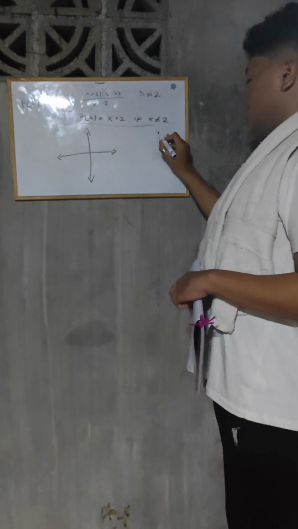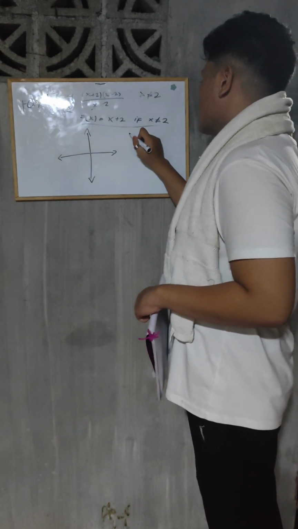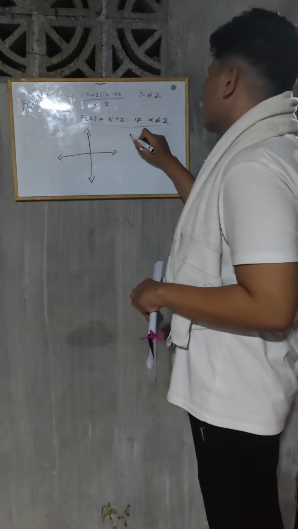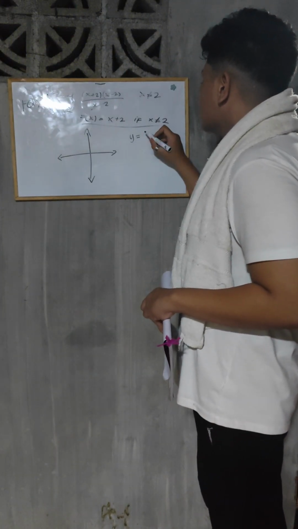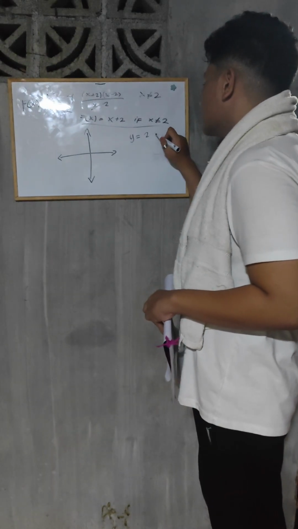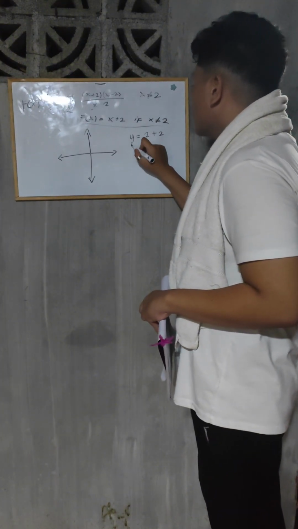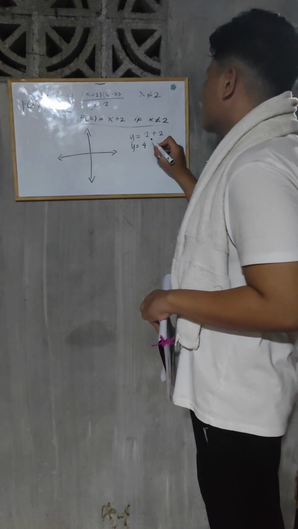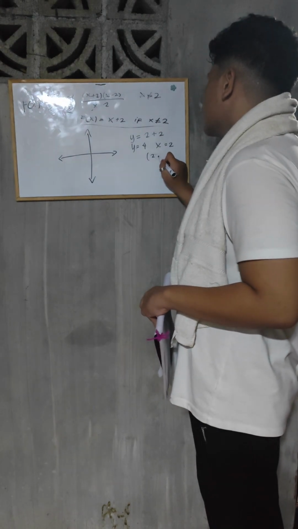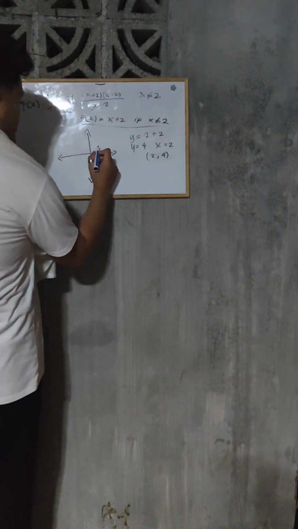Input natin yung function na x is equals to 2 sa x plus 2. So, para further understand mo, y is equals to, since we're going to substitute that, 2 plus 2, and then y is equals to 4, and then x is equals to 2. Ganyan. So, that's going to point to 4. So, that's 2, and then 4.